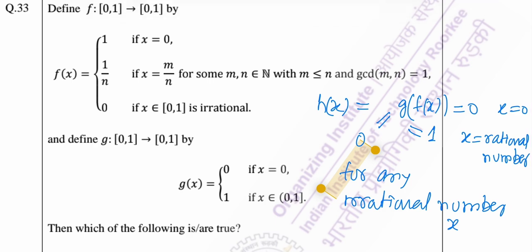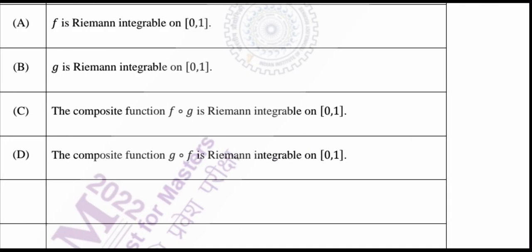So let us now move to the options. Here you see the options. We proved that our first function f was Riemann integrable, g was also Riemann integrable, fg(x) was constant, so Riemann integrable. But the last one, the function gof(x), which I denoted by h(x), is not a Riemann integrable function. So our correct options are A, B and C.